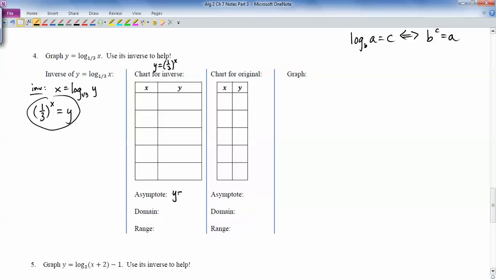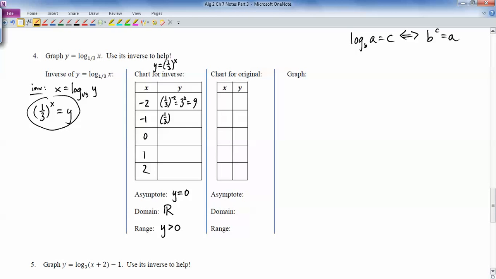The asymptote is always, it's a parent function, so y equals 0, domain's all real numbers, range is y is greater than 0. The x values are -2, -1, 0, 1, 2. The y values, the reason there's an extra gap here is, well, 1/3 to the -2 is really 3 squared, so that's 9.